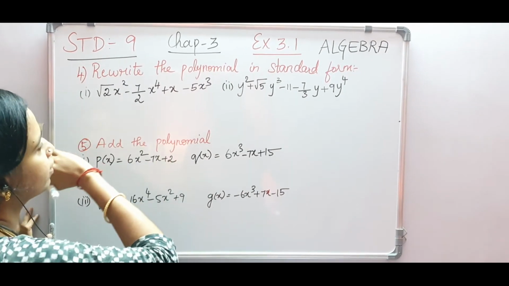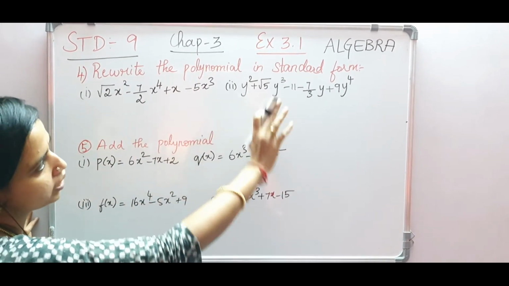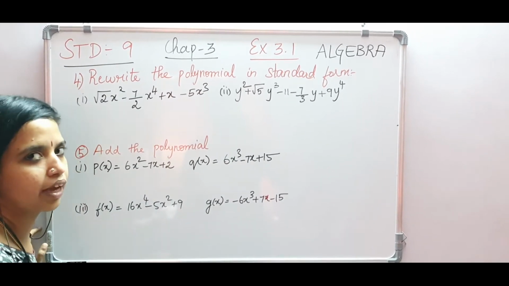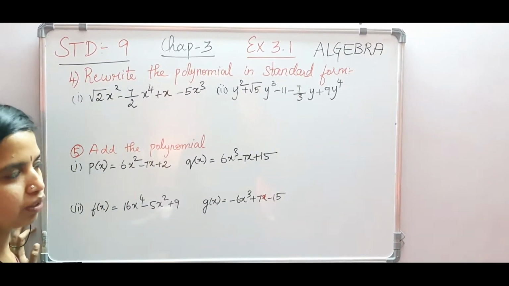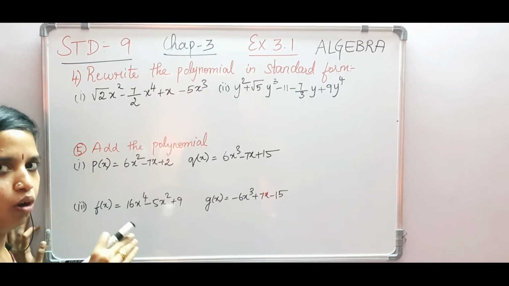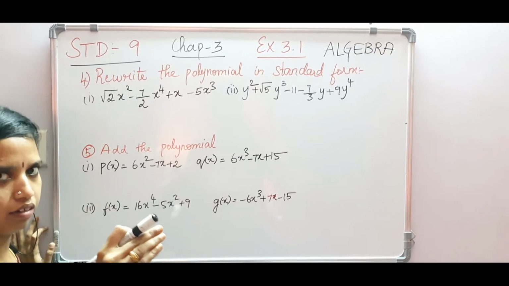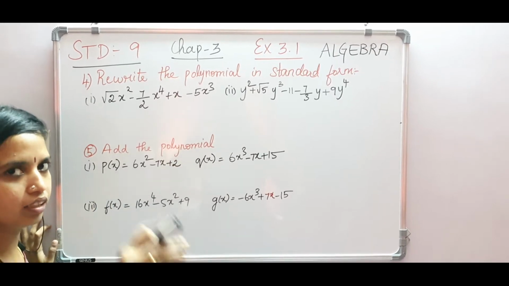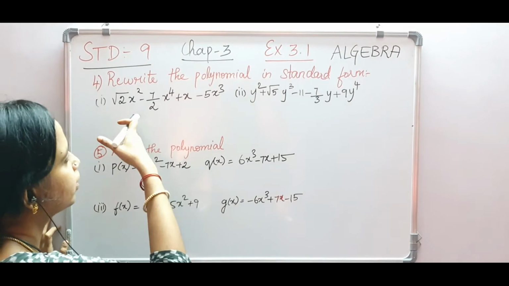See, they are given: rewrite the polynomial in standard form. What do you mean by standard form? Standard form means nothing but we have to write the polynomial in decreasing order. That is, the degree should be in decreasing order. Let's see in this example.